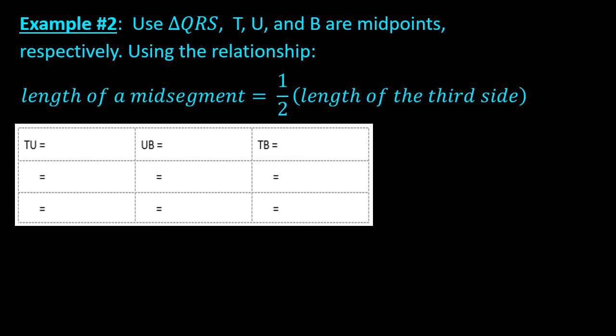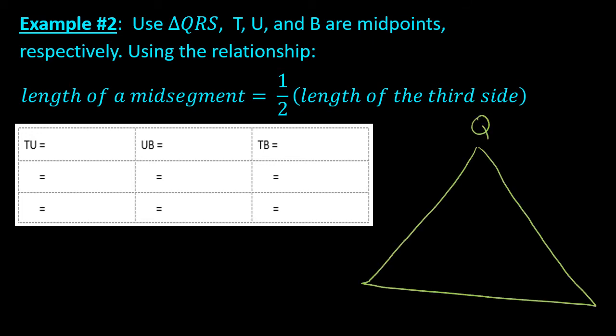Here we don't have a triangle, so we are definitely going to have to draw one. It says we have triangle QRS, so I'm going to arbitrarily draw QRS. Then it says T, U, and B are midpoints respectively. Since I started with Q, I'm going to have a midpoint T right here, a midpoint R right here, and a midpoint S right here. The length of a midsegment is half the length of the third side.